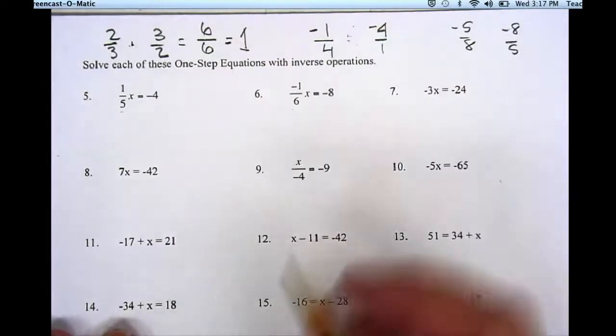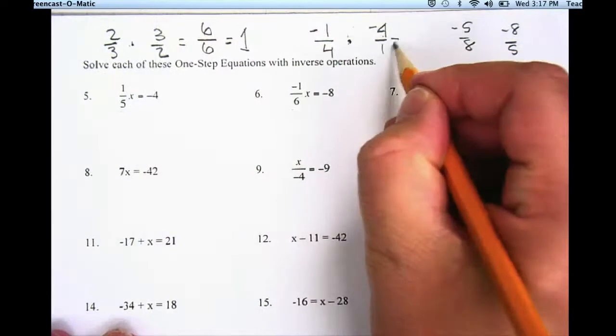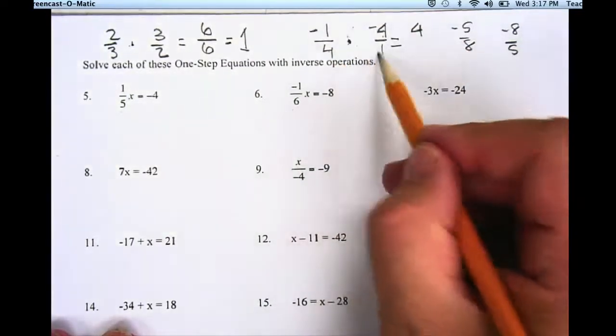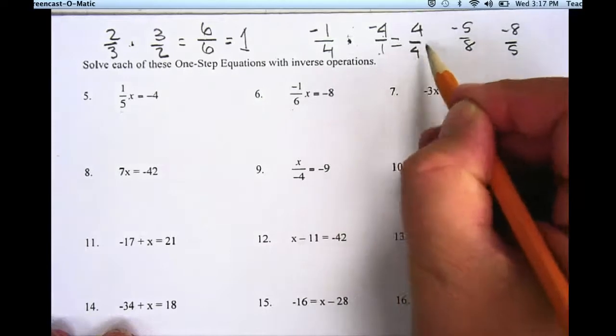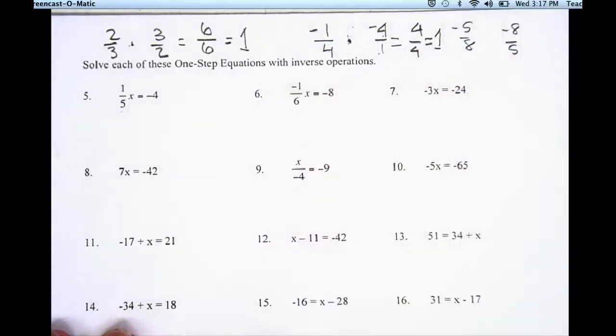Let's try it on the next one. Negative 1 times negative 4. Remember, a negative times a negative is positive, so that's positive 4. 4 times 1, that's also 4. 4 divided by 4 is 1.